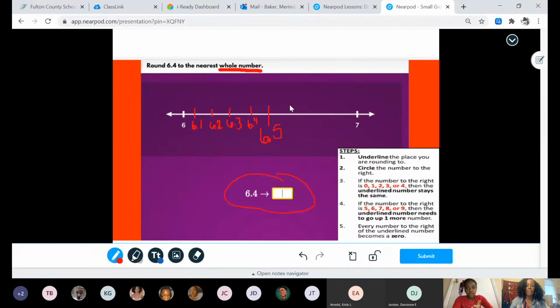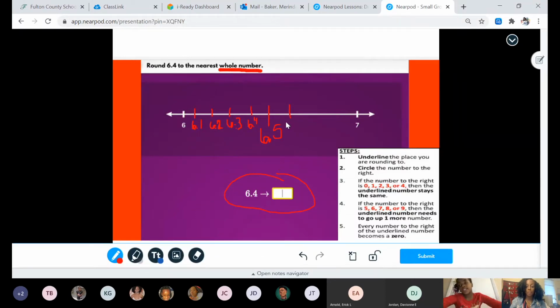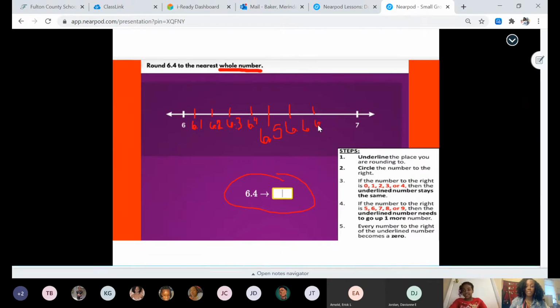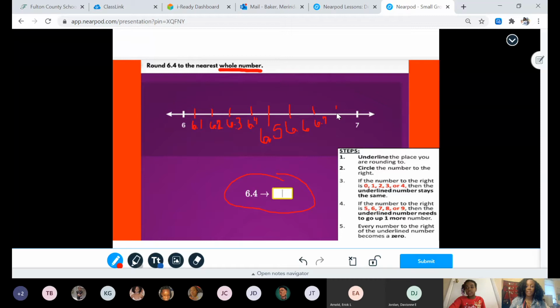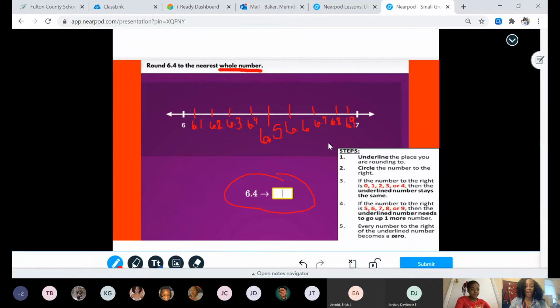Roia, what goes after 6 and 5/10 though? 6 and 6/10. 6 and 7/10. Yep, 6 and 7/10. 6 and 8/10. 6 and 9/10. What comes after 6 and 9/10, Roia? 7. 7, yes, that was a trick question, but you got it. Good job. 7 wholes, and they already have that there.